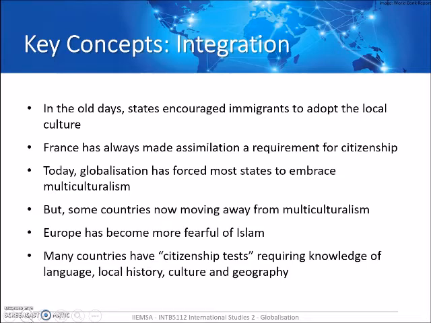I'm sure you're also aware that many countries have citizenship tests that require the knowledge of language, local history, culture, and geography, right? So particularly if you are staying in the longer term, those tests really require immigrants who want to stay in the country to acquire the knowledge that a local person would have.